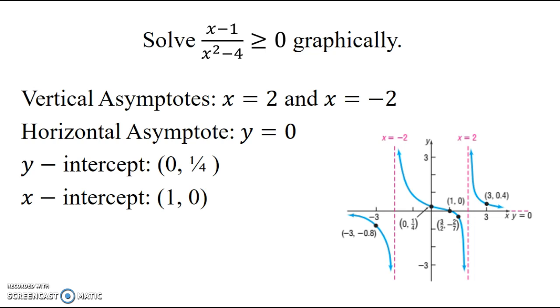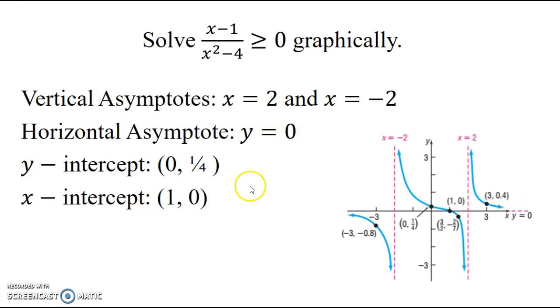As we look at this, if we want to figure out where it's greater than or equal to 0, we're trying to figure out where the graph is above the y-axis. Looking at the graph, it's above the y-axis from -2 up until 1, and then again from 2 to infinity.